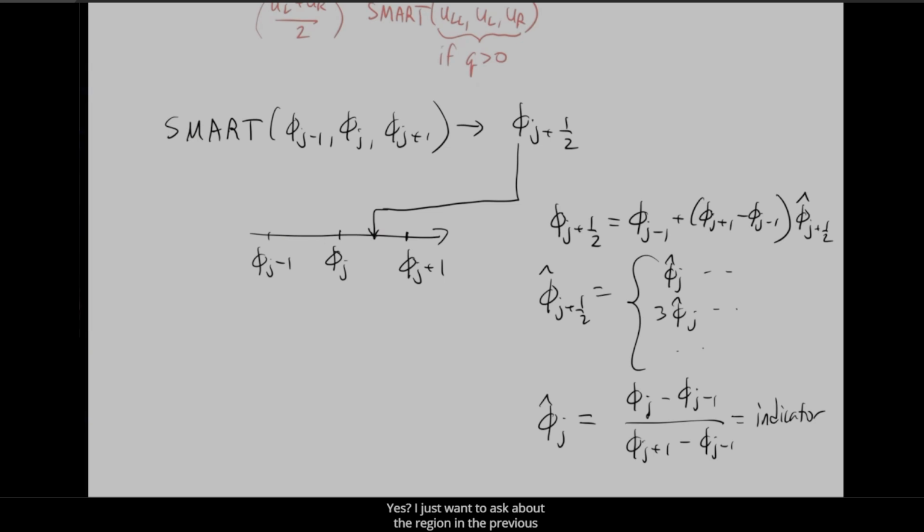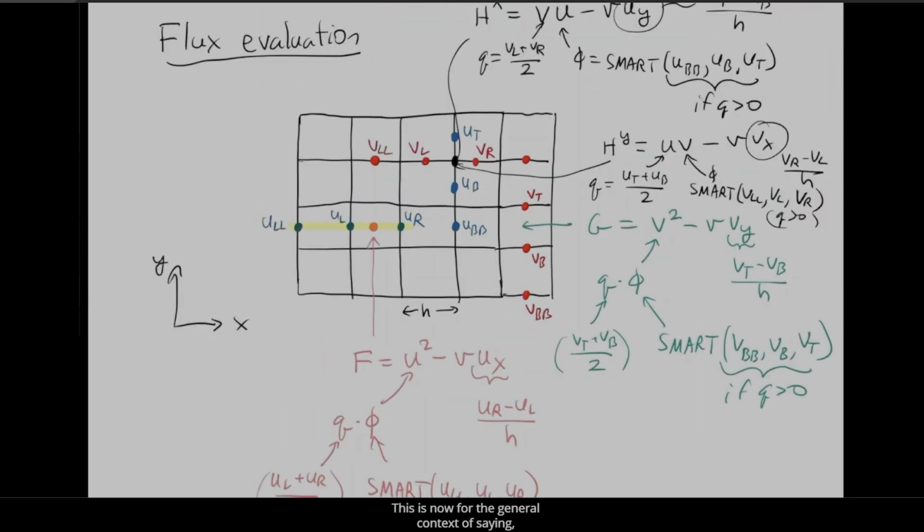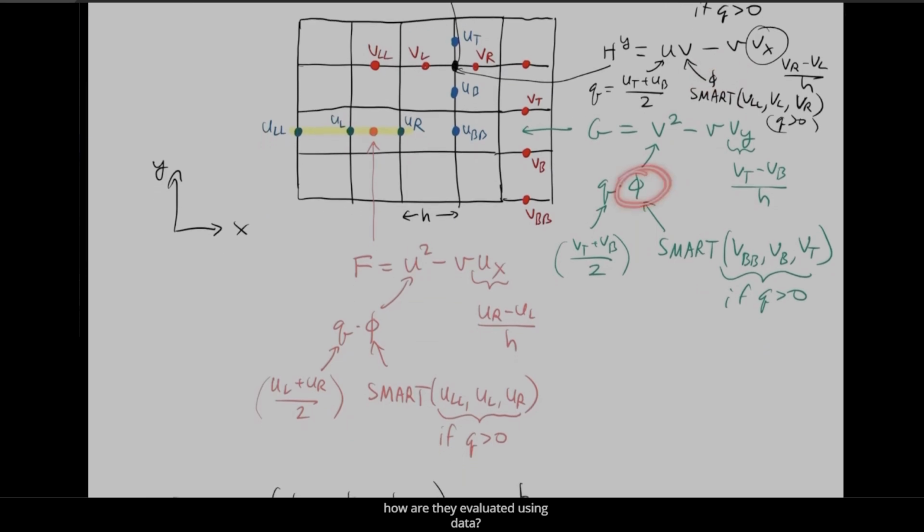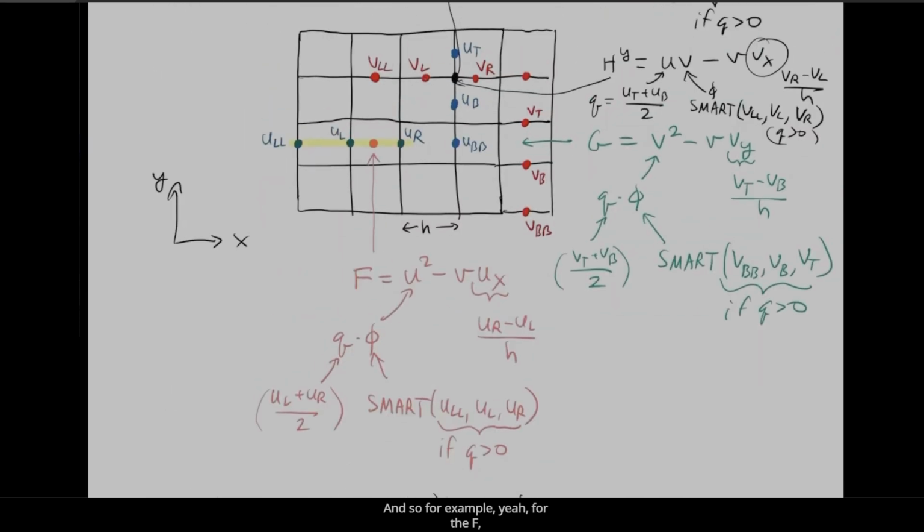I just want to ask about notation. In the previous homework, I think the phis, like j plus 1, were used before, right? Yeah, we use both. When we talk about the limiters from a physical standpoint, like how is the velocity limited, then we use U or V. So I've gone back and forth. This is now for the general context of saying, look, we have all these transported quantities, these phis. How are they evaluated using data? For example, for the F, the actual data is some mixture of the U's, so we're interpreting the U.